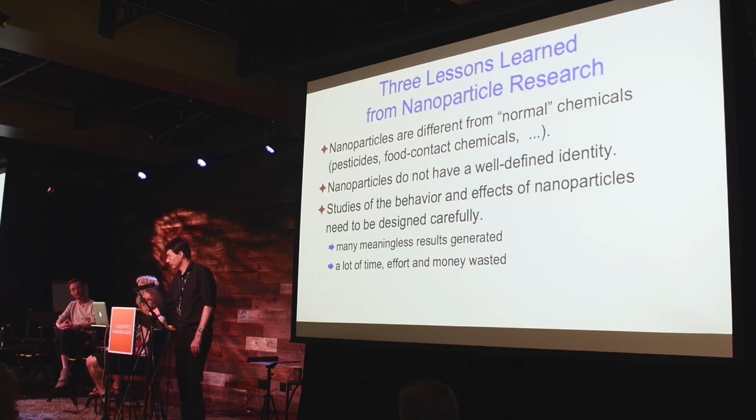So, the 3 lessons we have learned in the last 10, 15 years. First, nanoparticles are different from normal chemicals such as pesticides or food contact chemicals. They have different properties. They need to be measured in different ways. And that's very important because it means we cannot just apply the methods we know from normal chemicals to nanoparticles. Second, nanoparticles don't have a well-defined identity. They change over time a lot in the environment or within an organism.